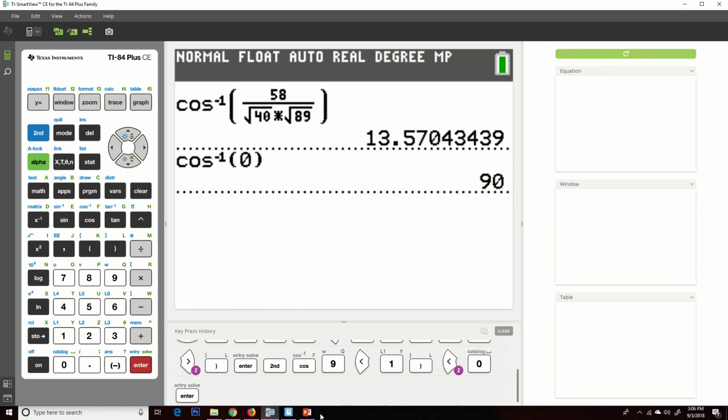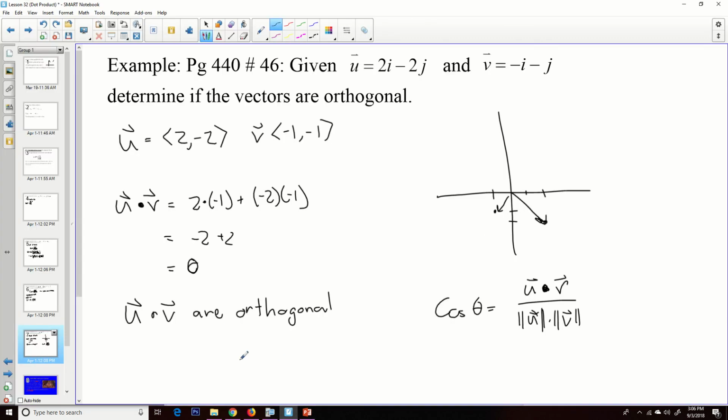So we're good there. And so they're just taking a shortcut. So if you find the dot product is 0, they have to be orthogonal. If it's anything other than 0, you actually have to plug it in and find the angle between. And if the angle in between is 0, then the two vectors are parallel.